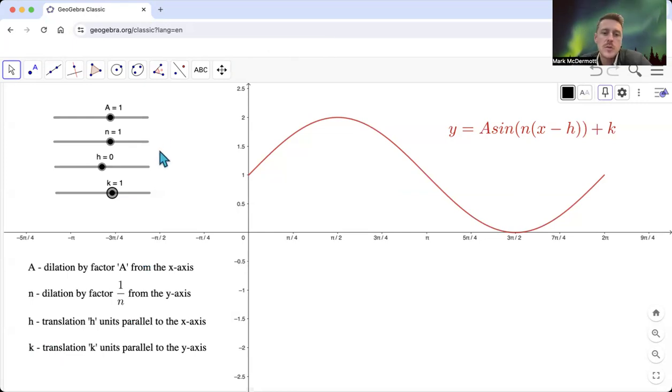So hopefully you found that useful for the different properties of the sine of x function.